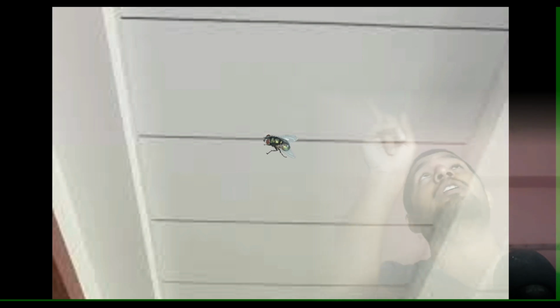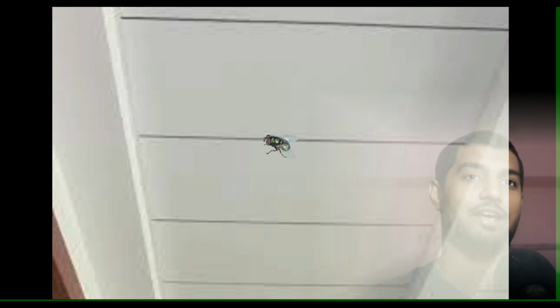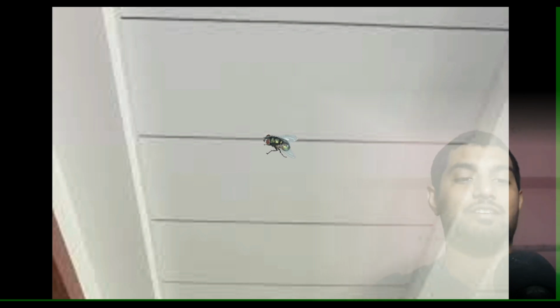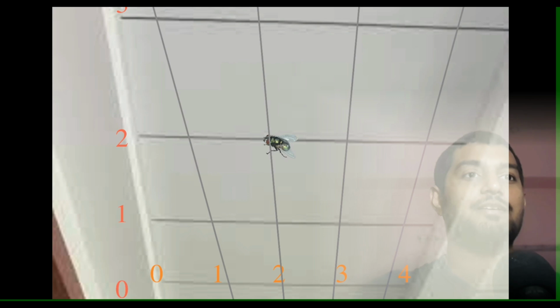He sees the ceiling, and the ceiling has some horizontal lines on top, and he knows that he could tell one line, but he cannot tell the exact location of the fly. So he draws some imaginary lines on his wall. He visualized them, and those lines were something like this, and then he made coordinates like this. He called this the x-axis.